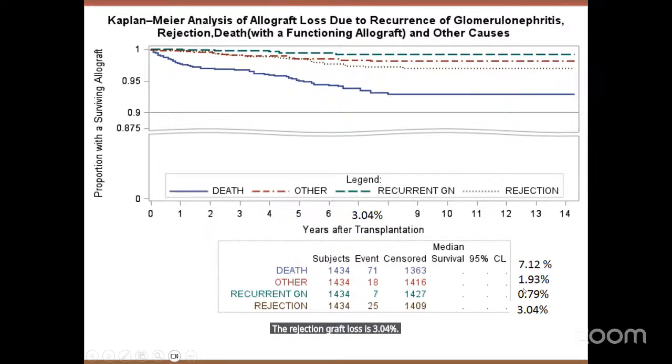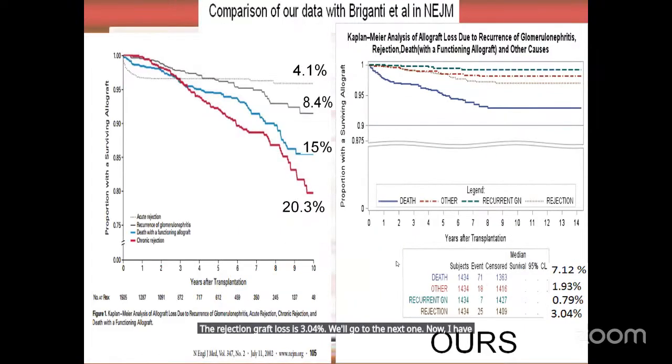We'll go to the next one. Now I have compared here. This is the data from Briganti from the New England Journal of Medicine, published almost 25 years before. This data is not on a steroid-free protocol, but this is overall data from the US about the incidence and prevalence of recurrent glomerulitis in transplant patients. If you look here, glomerulitis loss is 8.4% over a period of a decade and a half. But I am talking of just less than 1%.